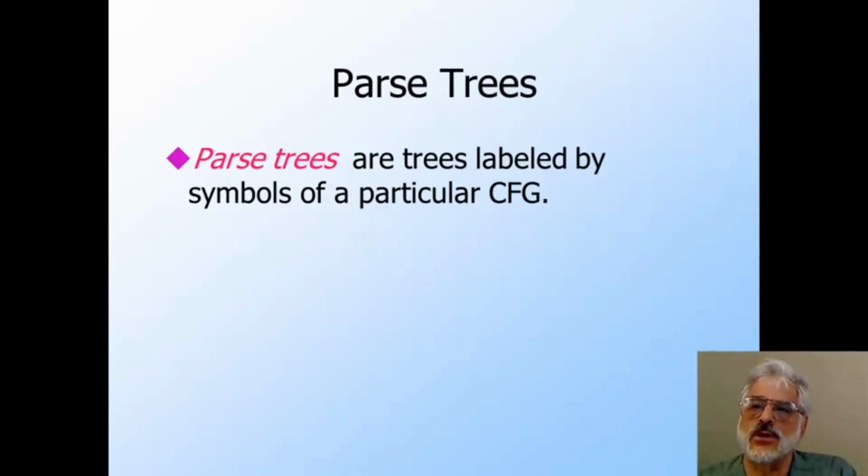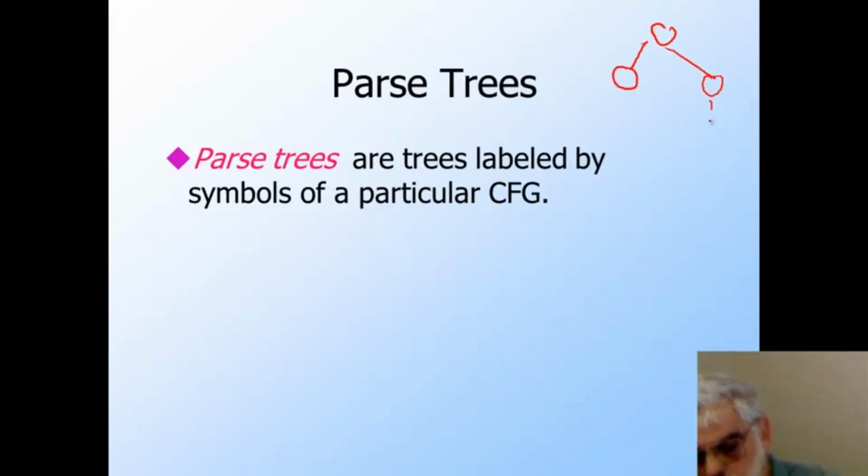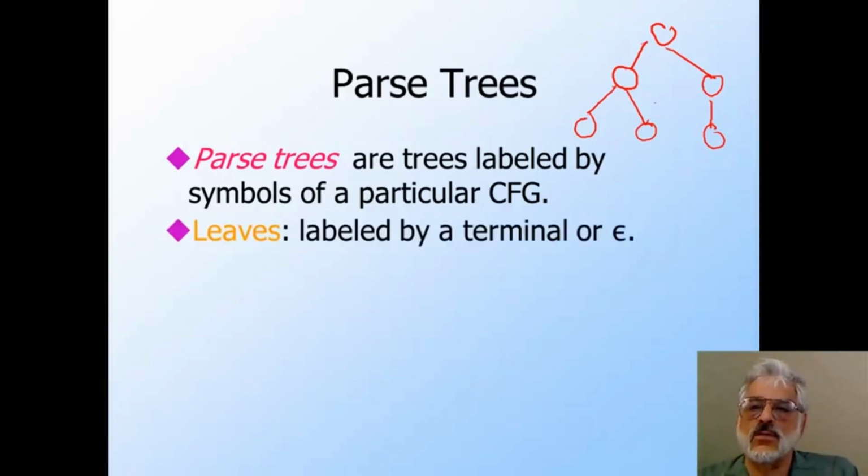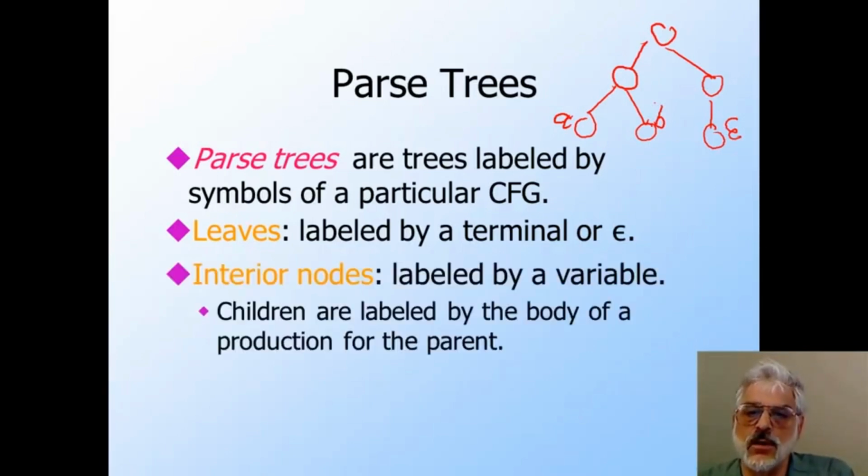Parse trees for a grammar G are trees whose nodes are each associated with a symbol of G. I'm going to draw you a little tree here. Leaves are always labeled by either a terminal or by epsilon. So we might draw, for example, an A on that one, a terminal B on that one, and perhaps epsilon on that. Interior nodes are labeled by a variable.